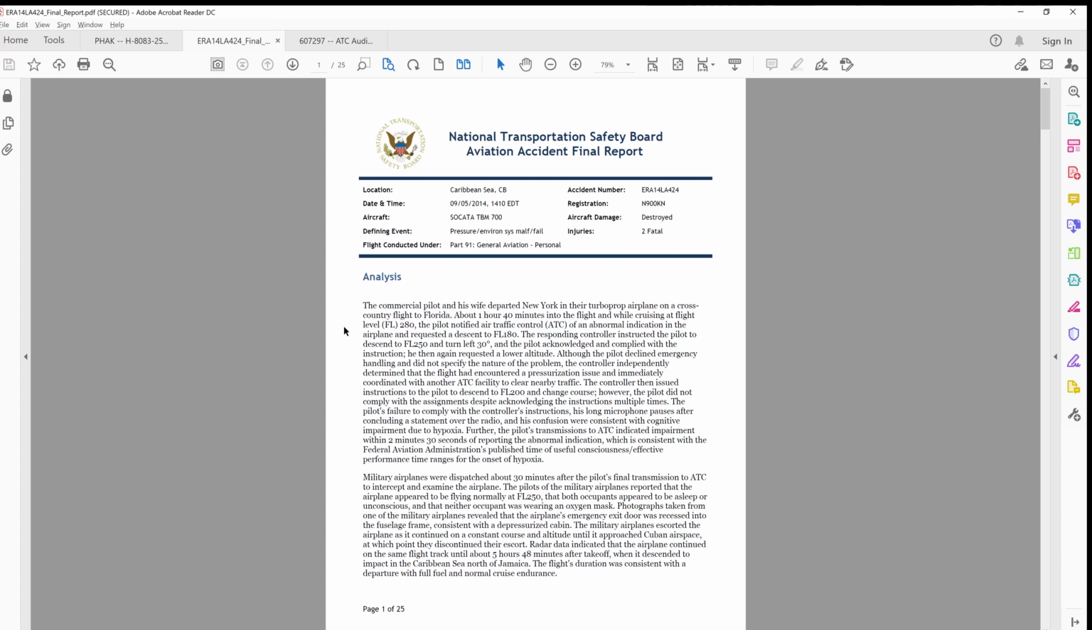Okay, but also, what are we talking about here with the TBM? This is a single pilot airplane in most cases. That's one case where controllers should really be on our guard. Let's kind of pause there for a second.